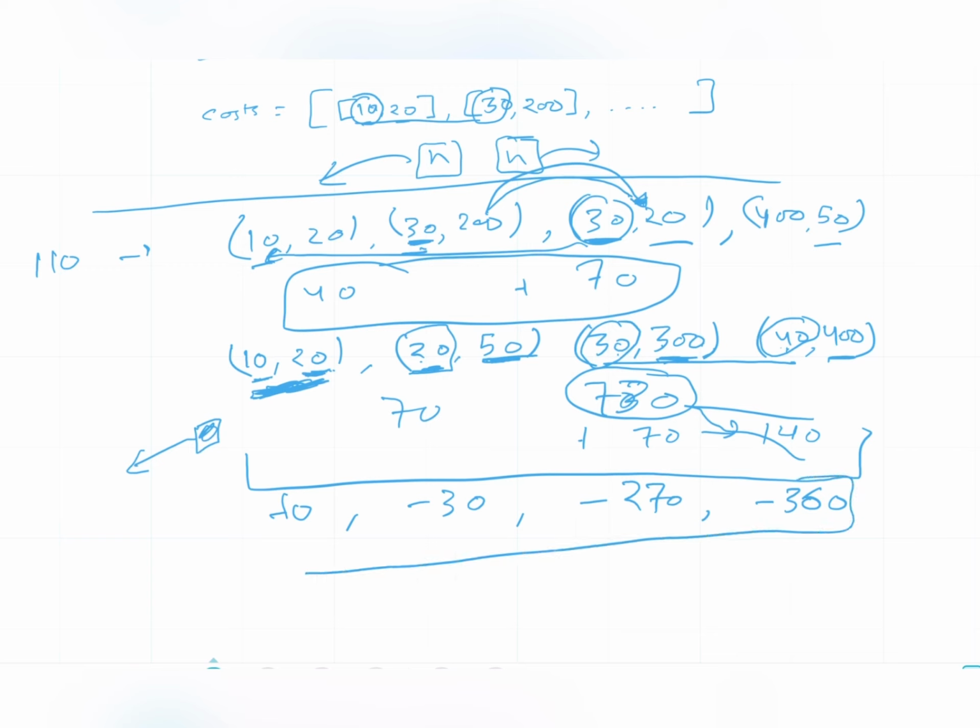So if we sort by this value, we'll get minus 360, minus 270, minus 30, and minus 10. This means the first n people we can send to city A, and then the remaining we can send to city B. So we are minimizing the difference. That means this will be the optimal solution for this. So let's just see that in action.